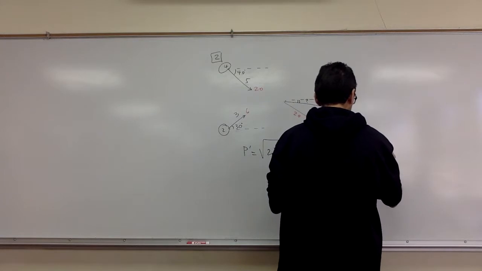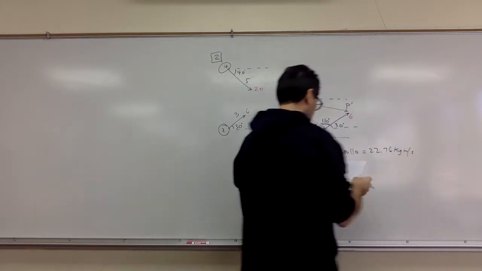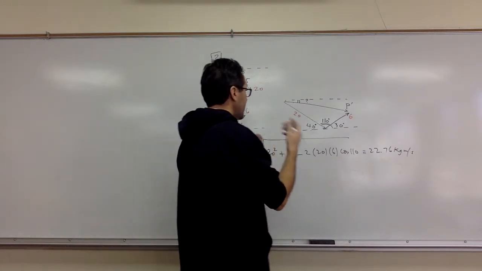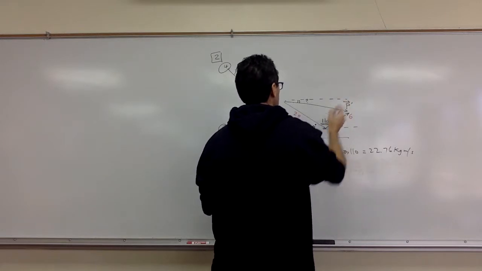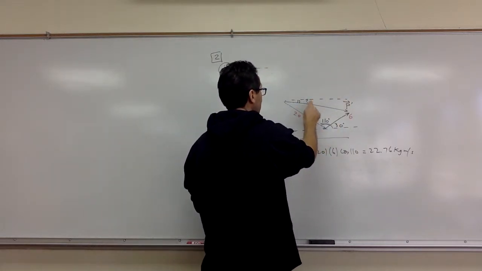And that's 22.76 kilograms meters per second. Now, the velocity you can just divide by 6, like I said earlier. The angle for the velocity will be the same as the angle for the final momentum. Now, let's see how we can figure out the angle. I need to figure out that angle.